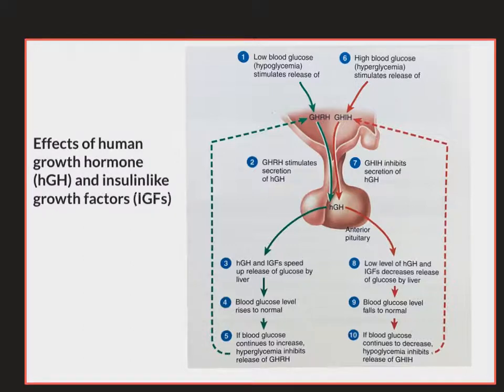So in this case, the hormones from the hypothalamus are going to either stimulate the release of human growth hormone or inhibit the release of human growth hormone based on blood glucose levels.